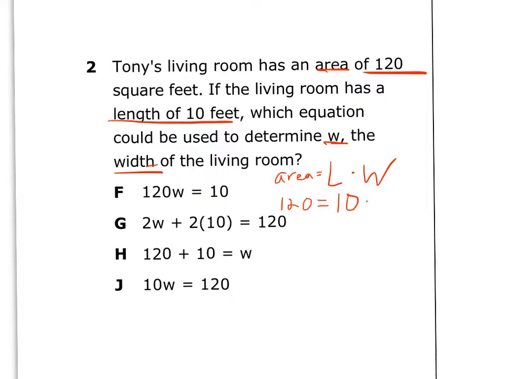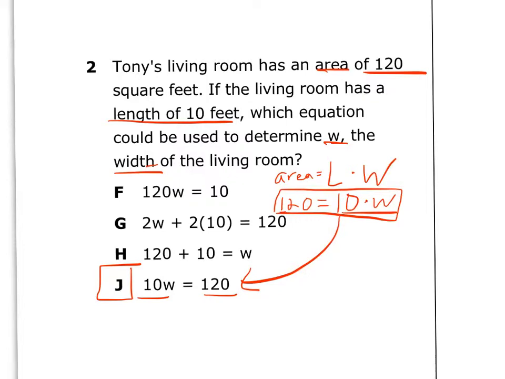Alright, so 120 is equal to 10 times W. What does that look like? It's one of these answer choices. Look at the 4 answer choices. Which one looks the most like this? J. It's backwards, but we still have 10 times W equals 120. So J is our answer.